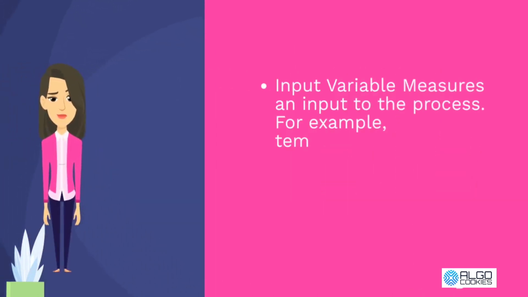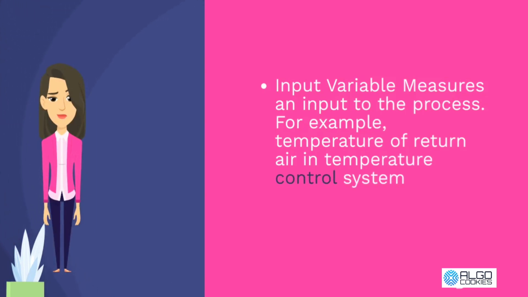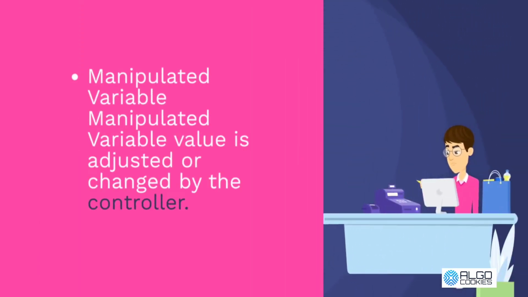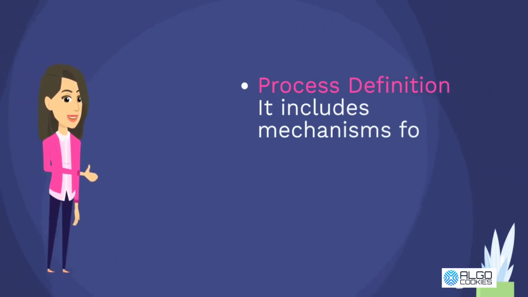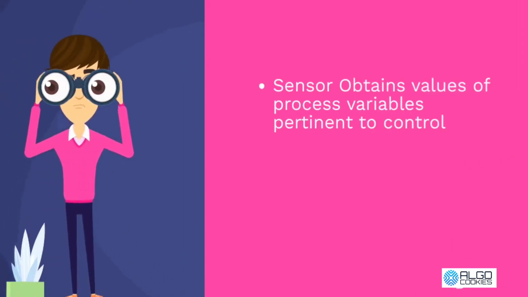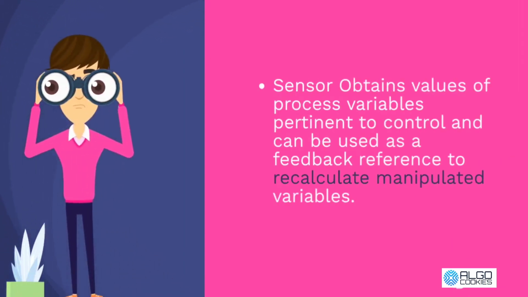Input variable measures an input to the process. For example, temperature of return air in temperature control system. Manipulated variable value is adjusted or changed by the controller. Process definition: it includes mechanisms for manipulating some process variables. Sensor obtains values of process variables pertinent to control and can be used as a feedback reference to recalculate manipulated variables.